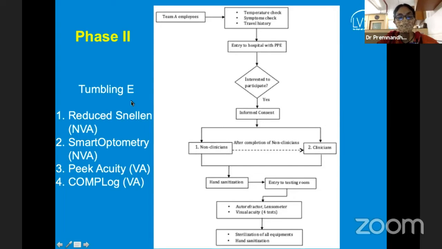And not only that, tumbling E can cut down your educational barrier. It can be used in children, and it can also be used across different people who speak different languages. So that was a good advantage. And this flow chart is showing you the protocol that we used. We followed all the COVID protocols. We first tested non-clinicians and then went to clinicians.